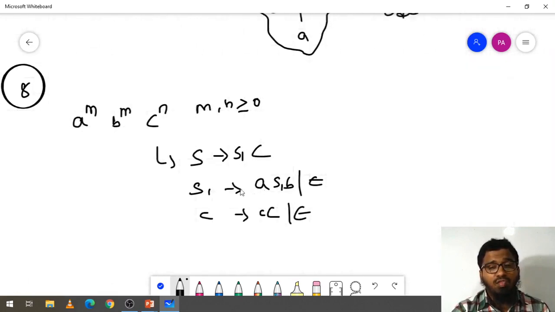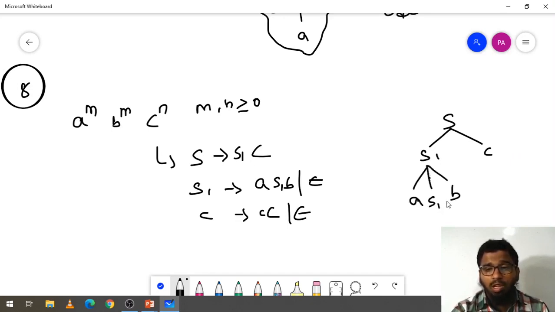So what is the tree for this? S is divided into two. First one is S1 and C, this one. And what is S1? You can take any one of these. So I am taking A S1 B, and here epsilon, and here I am taking 2.